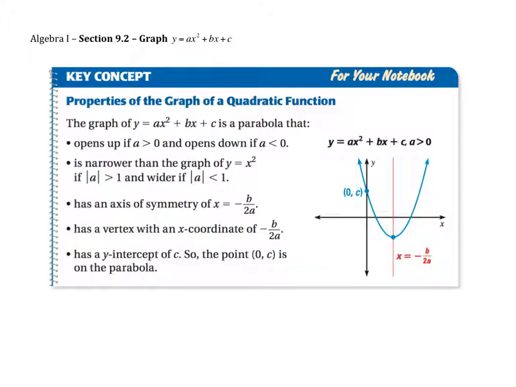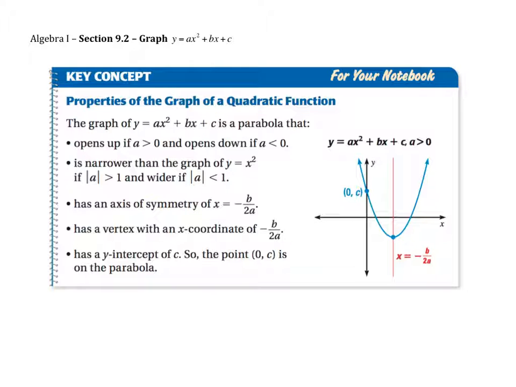In section 9.2, we'll be graphing equations in the form of y equals ax squared plus bx plus c. So basically we'll be taking the equations that we were factoring in the last chapter and now graphing them. We're still working with quadratic equations, which means that the highest power is 2. First we'll look at this key concept diagram.